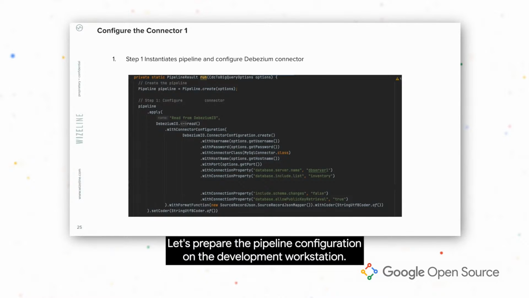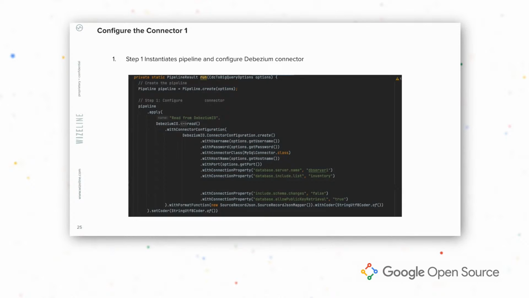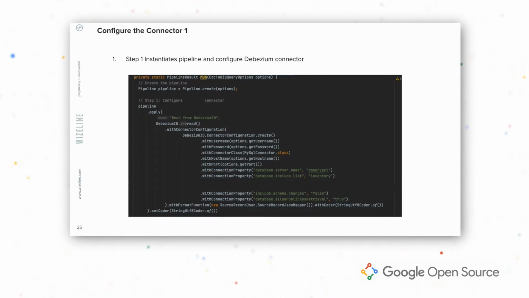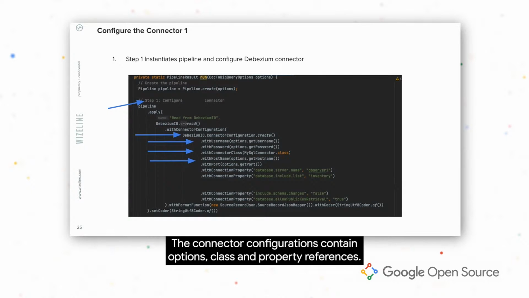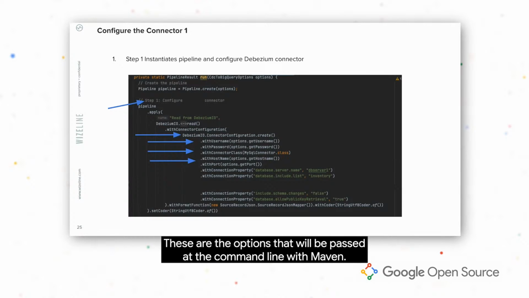Let's prepare the pipeline configuration on the development workstation. We are viewing step 1 in the project.java file. In this case, it's one of the samples provided by Debezium. Here, step 1 defines the Debezium connector configuration. The connector configurations contain options, class, and property references. These are the options that will be passed at the command line with Maven.